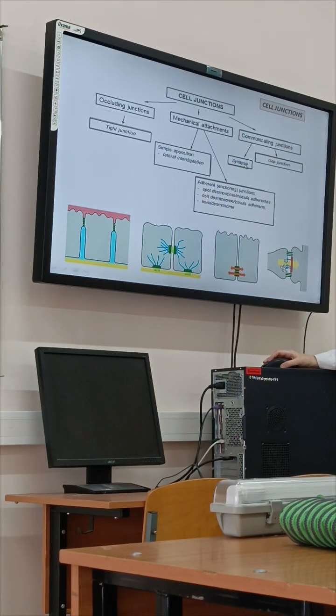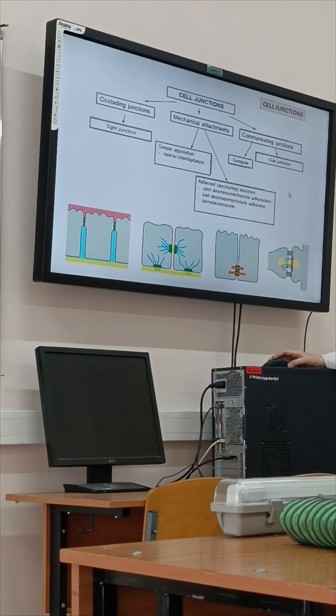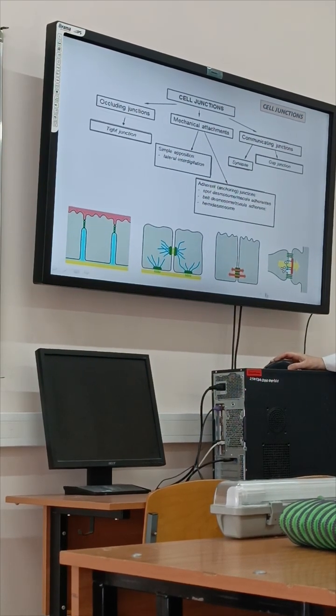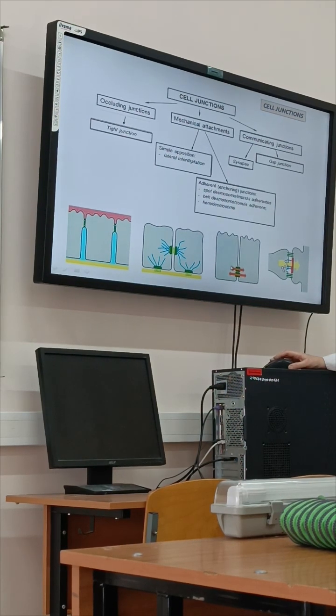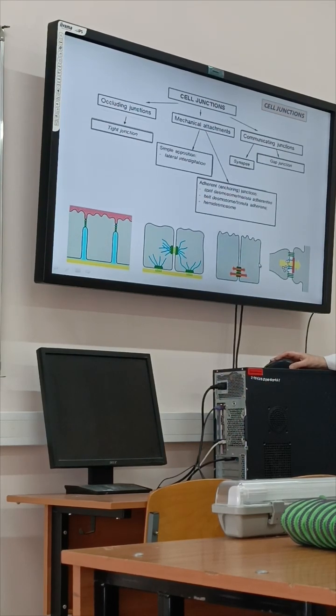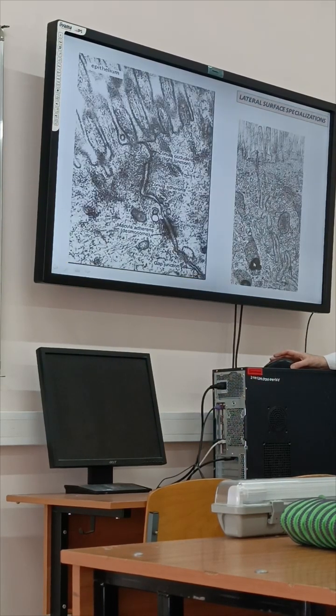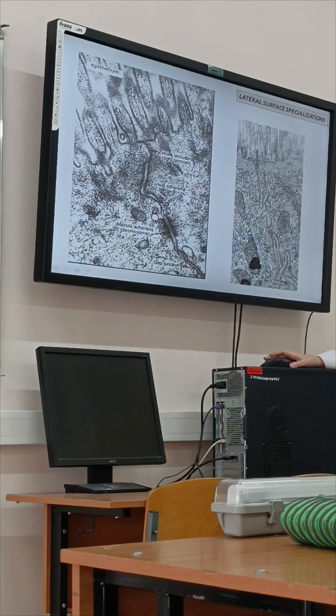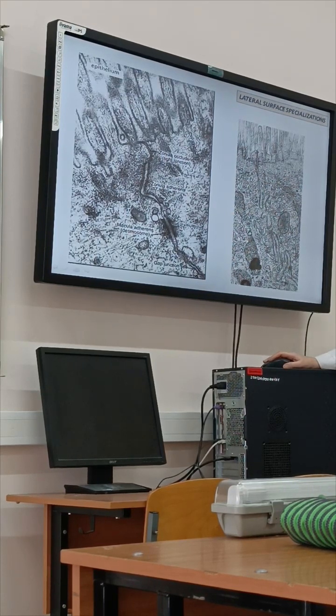Communicating junctions: synapse and gap junction. Synapse we can find in nervous tissue, that's why we will consider the structure of synapse a bit later. Gap junctions look like protein channels through which small molecules can pass from one cell to another, so they can communicate. Electron micrographs of these junctions.